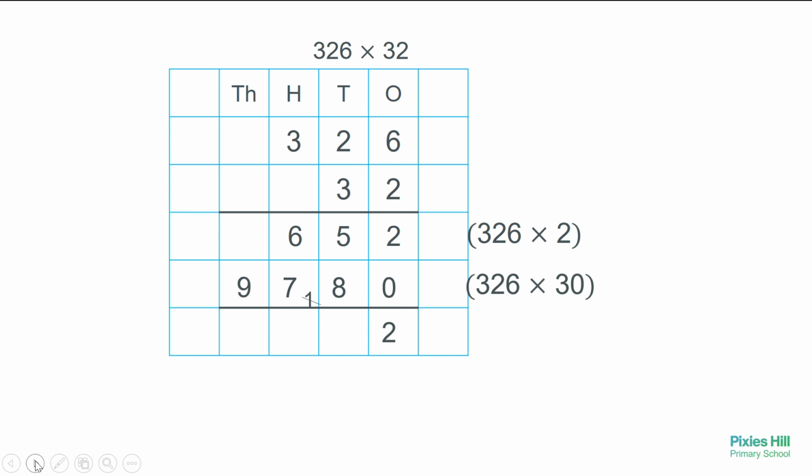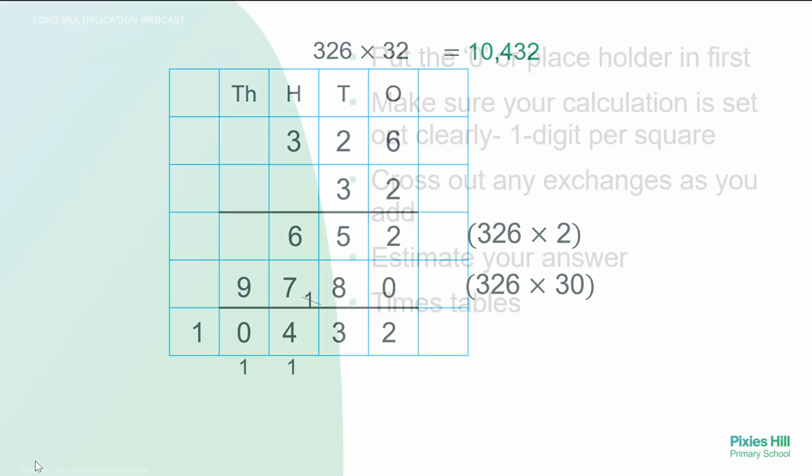The final step is to add our numbers together. 2 plus 0 would be 2. 5 plus 8 is 13, exchanging tens for 100. 6 plus 7 is 13, plus the 1 would be 14, again exchanging our hundreds for 1,000. And 9 plus 1 equals 10, giving us a final answer of 10,432.